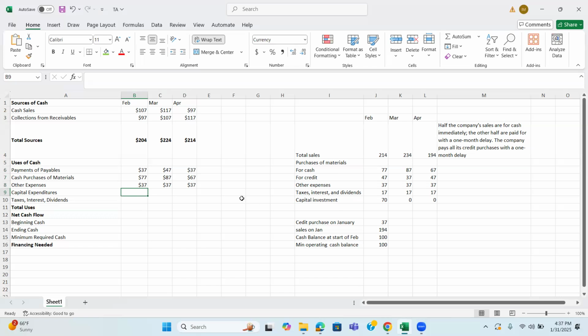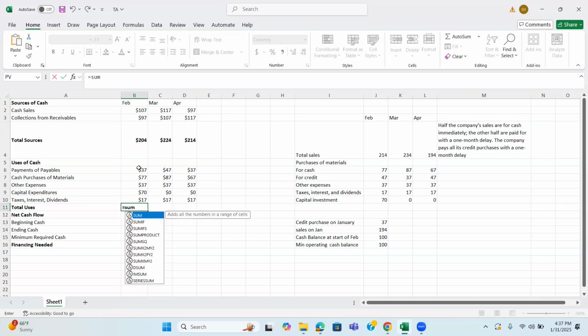So it is also given to you for the month of February. It was 70, but there were 0 and 0 for the rest of the months. Taxes, interest, and dividends are also given to you as 17, 17, and 17 for each month, right? So you have all the cash expenses for February, and we can just add all this.